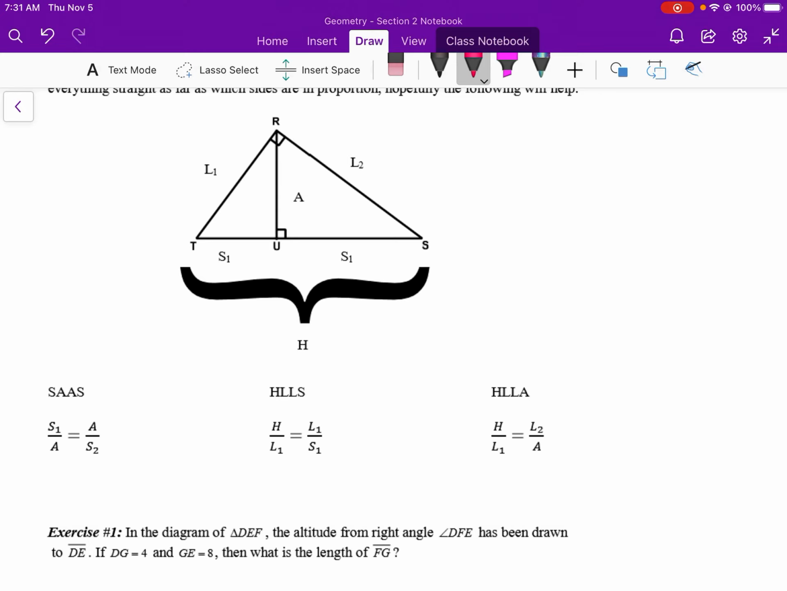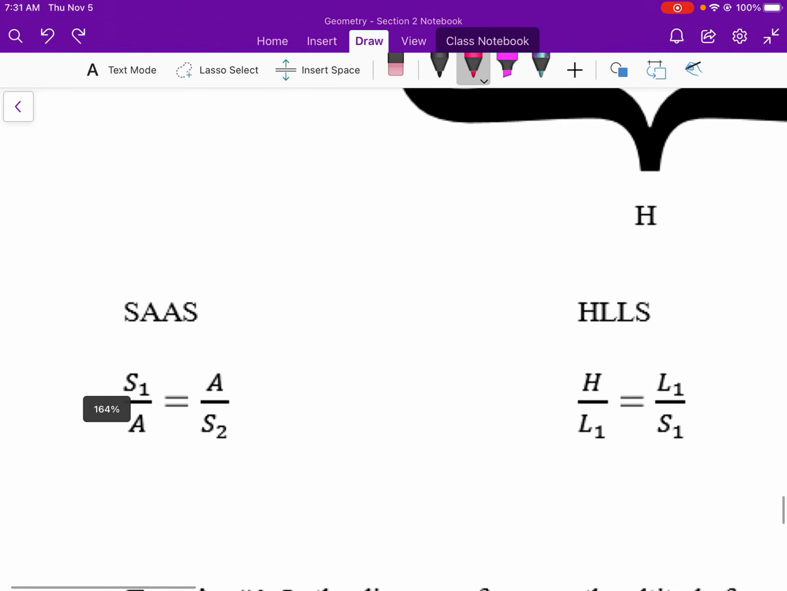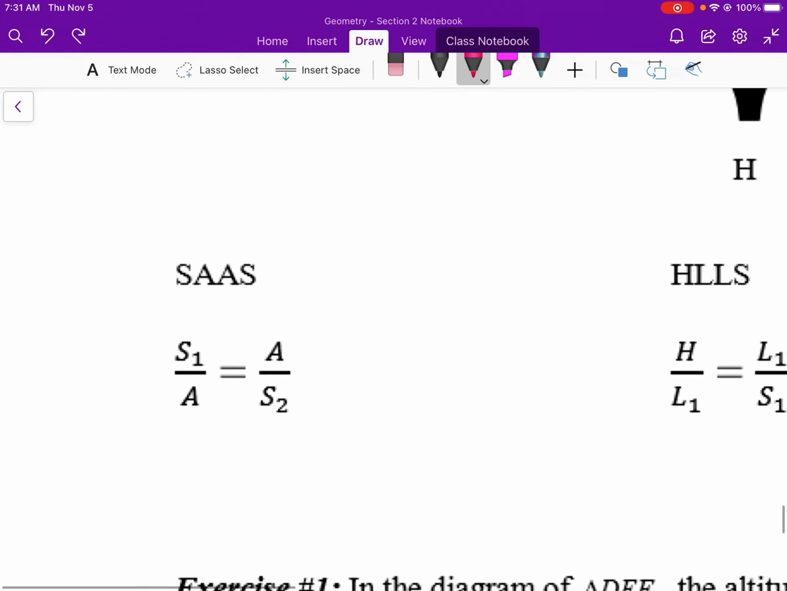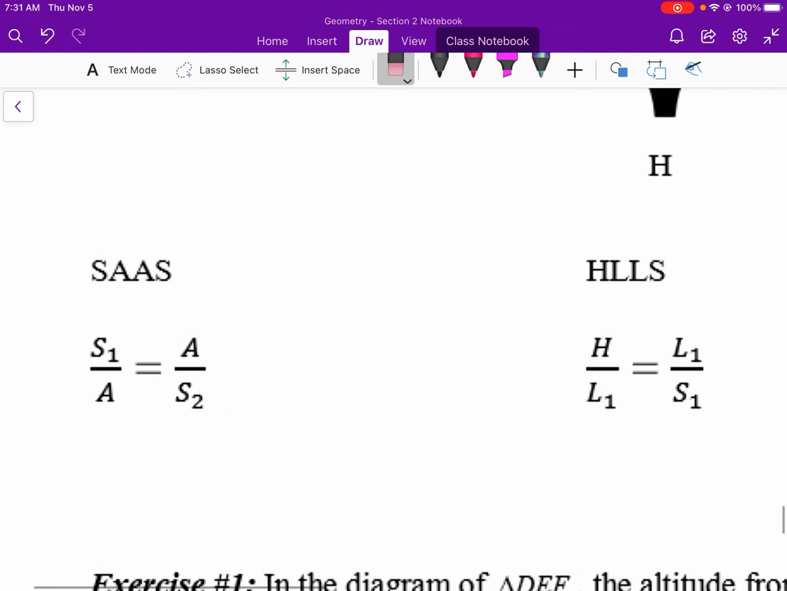We're going to memorize SAAS, HLLS, and HLLA, so we don't have to worry about which sides and so on. I'm going to use my SAAS, HLLS, and HLLA. SAAS because S1, A, A, S2, that's a proportion. If I write it like that, I can solve lots of problems.